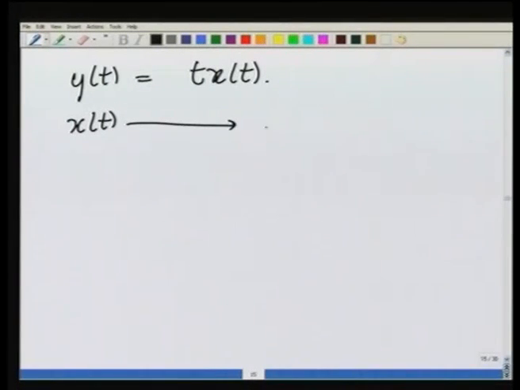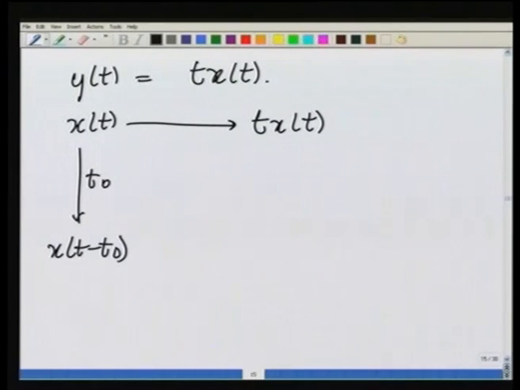We have x(t), and applying x(t) to the system gives us t x(t) according to the system. Now, alternately, if we first apply the time shift of t naught, we would get x(t minus t naught). Now, let us see what happens. We have to be a little careful here, because it is very easy to go wrong. I keep going wrong very often. We have here t x(t) as the output already produced when the input was x(t).